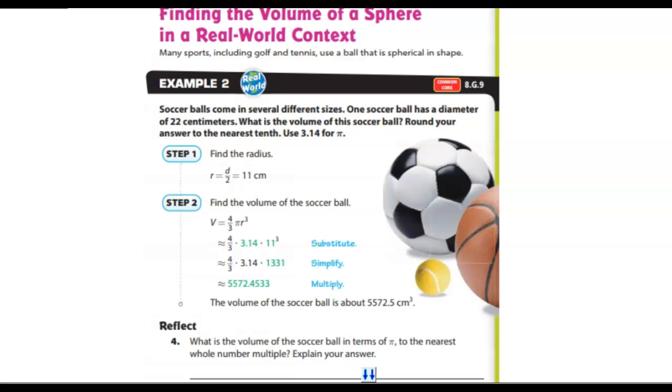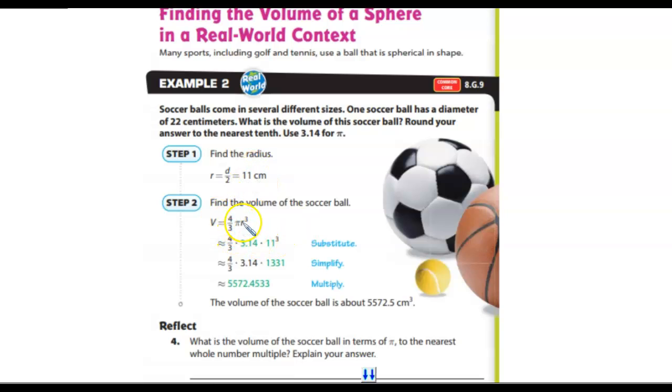Okay, finding the volume of a sphere in a real-world context. Soccer balls come in several different sizes. One soccer ball has a diameter of 22 centimeters. What is the volume of this soccer ball? Round the answer to the nearest tenth and use 3.14 for pi. So we know the diameter. The diameter is 22 centimeters. So we need to find the radius. Half of 22 is 11. So 11 centimeters is going to be our radius.